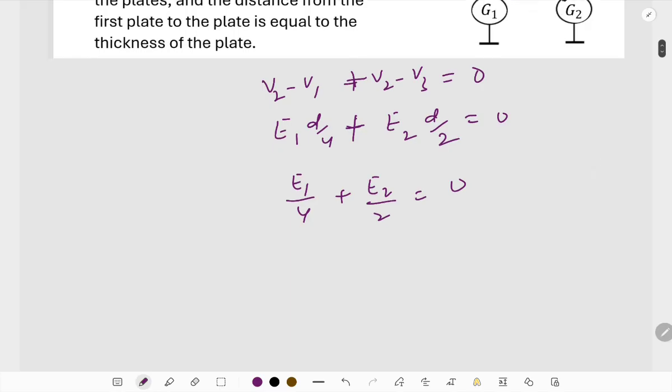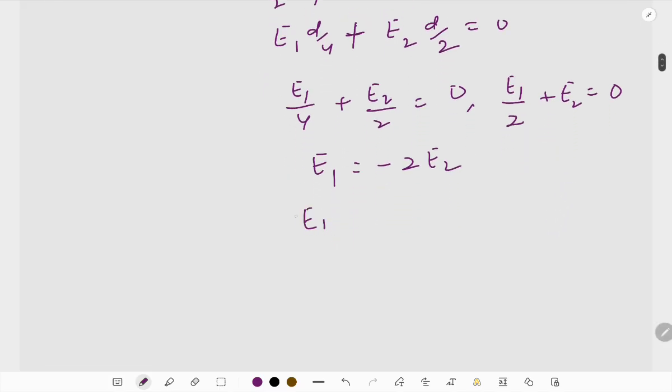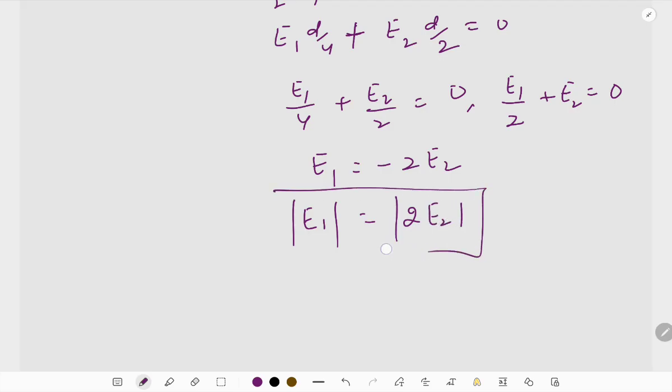And you know what will be the next thing? You can also write one more line as E1 by 2 plus E2 is equal to 0. That means you got E1 equals minus 2E2. Yes, E1 equals minus 2E2. So the magnitude of E1 is equal to twice the magnitude of E2. This thing is clear from the statement of the problem.